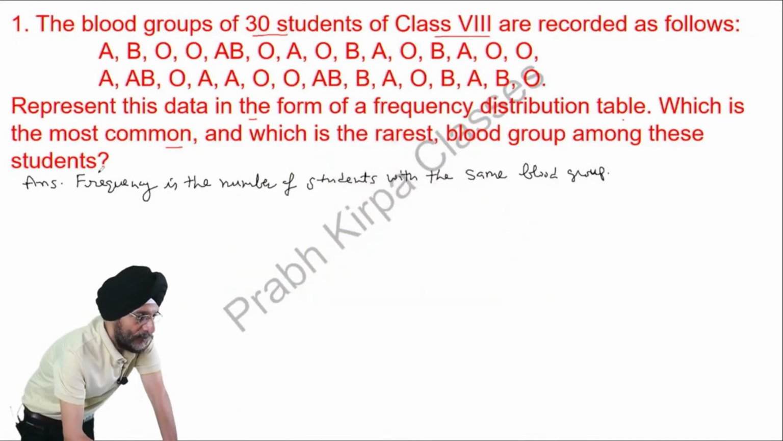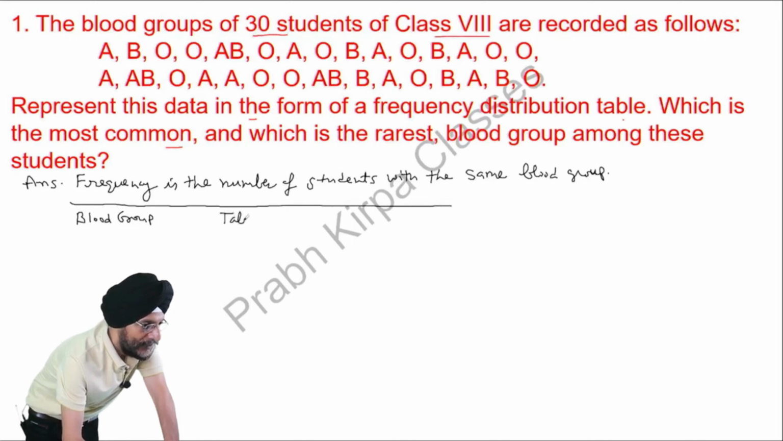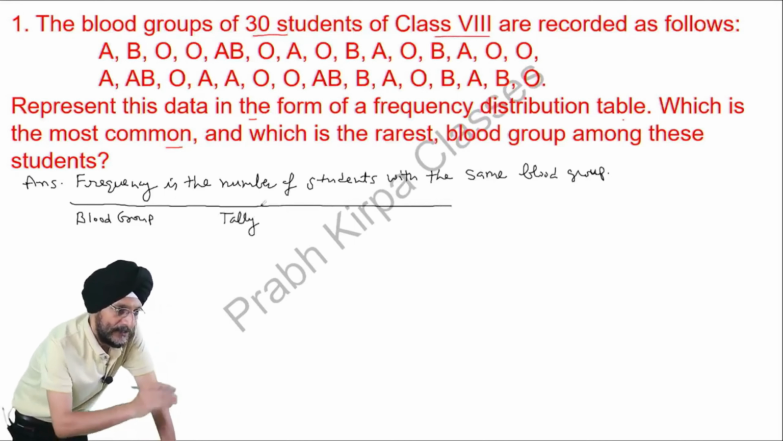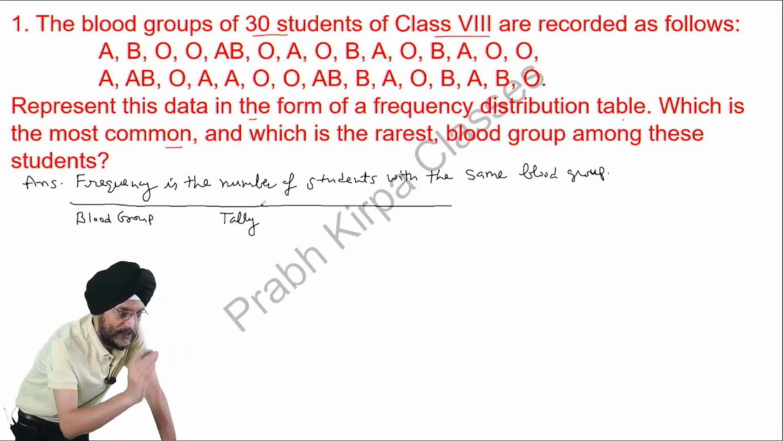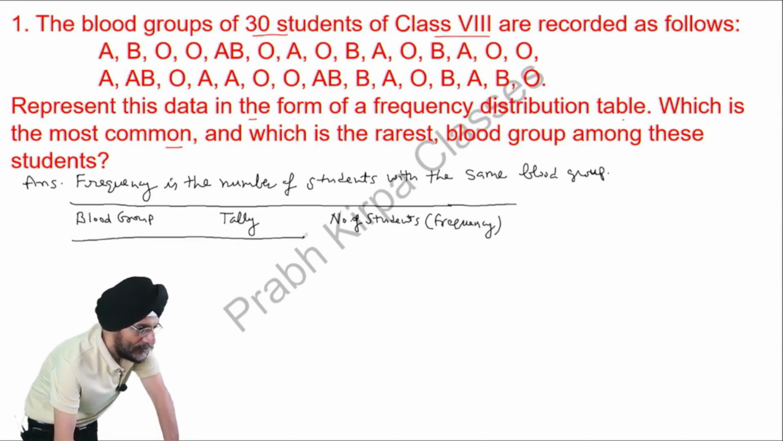Now, these are the blood groups A, B, O and AB. These are the four blood groups. So, we will here form the table. The title will be blood group. Then will be tally, that is the number of times a blood group is found in the students. Now, here is the number of students. It is also known as frequency. This will be the columns of the table.